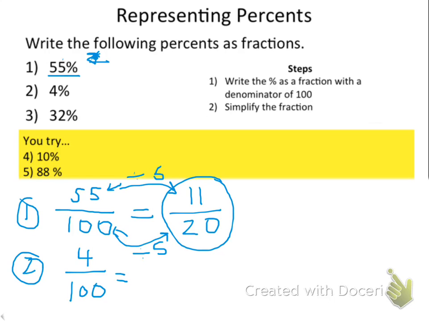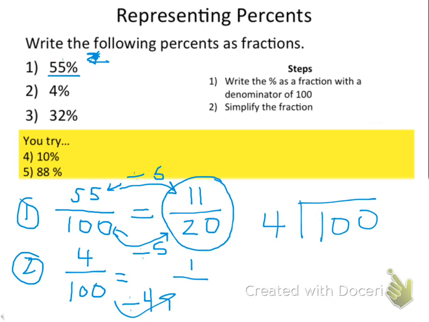Okay, let's do the same thing with 4 and 100. So let's try dividing them both by 4. 4 divided by 4 gives me 1. And then 100 divided by 4. If you can't do it in your head, just do it on the side.